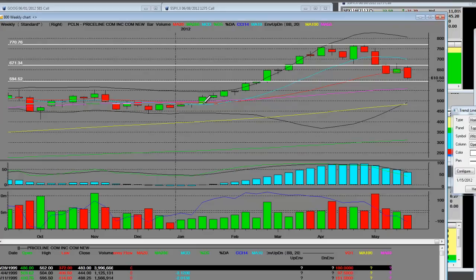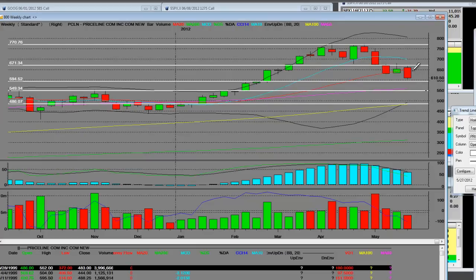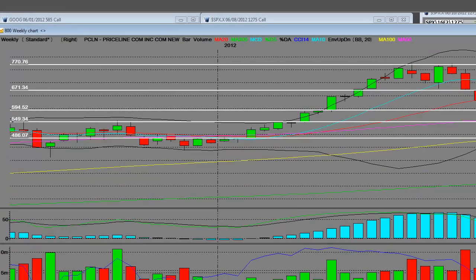However, it's had that bottom of that 2012 trend at 486. If we break down to support levels and the markets continue to sell off because of Europe, and not only that, slower growth in the U.S. and a bad jobs report, Ben Bernanke's got to do his thing. That's the Priceline bear move.